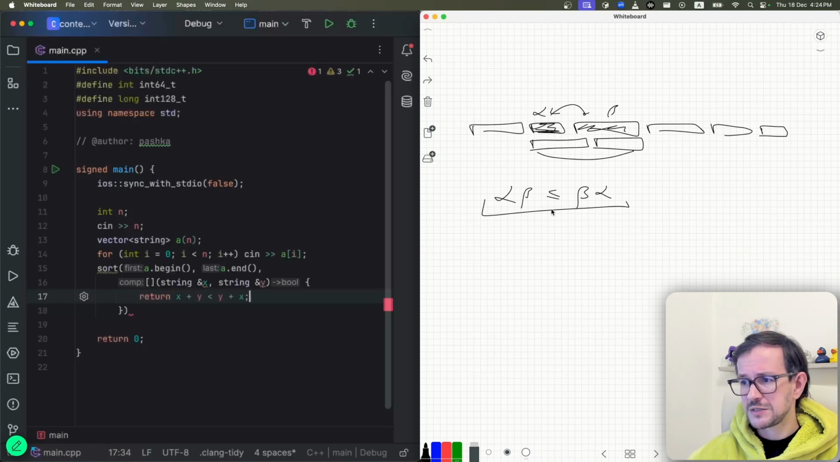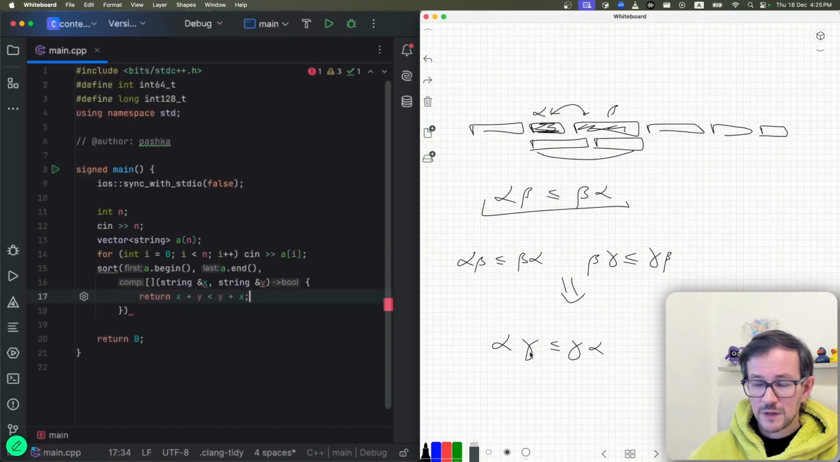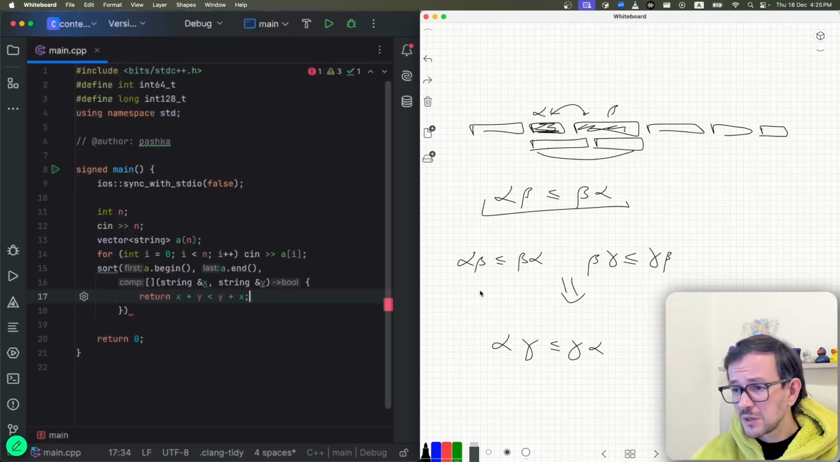Interesting fact that it is transitive. So if we have alpha beta less or equal than beta alpha, and we have beta gamma less or equal than gamma beta, then we have alpha gamma less or equal than gamma alpha. So this comparator is transitive. I'm actually not sure how to prove this. Maybe you just look at these strings and just prove it.